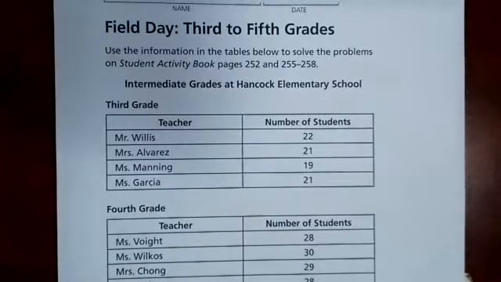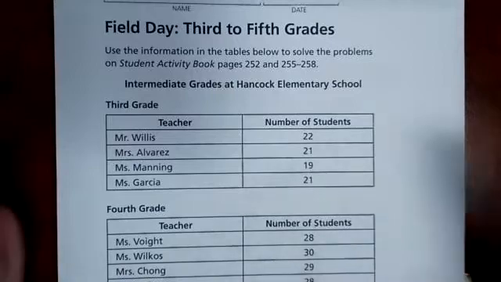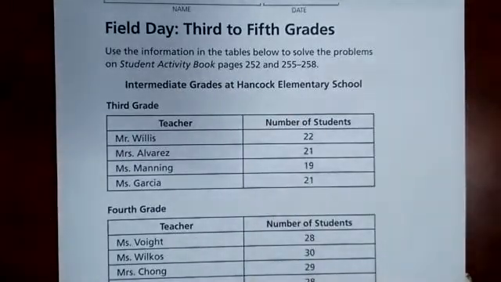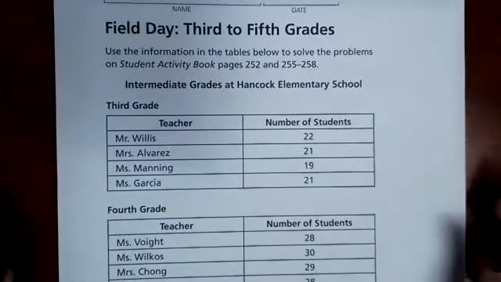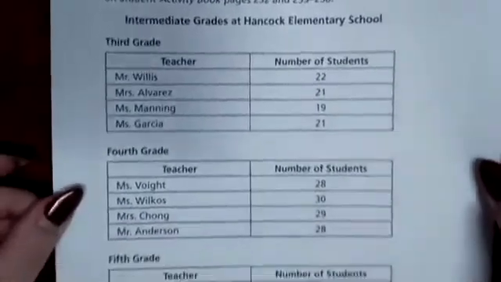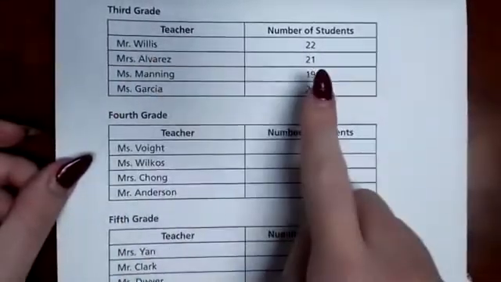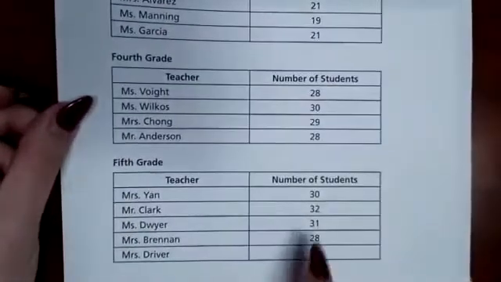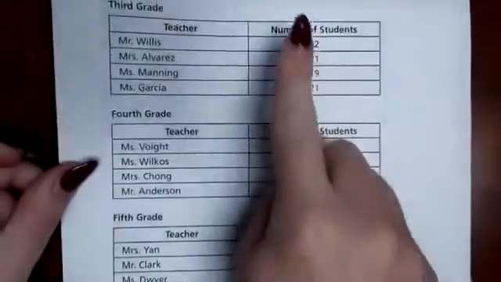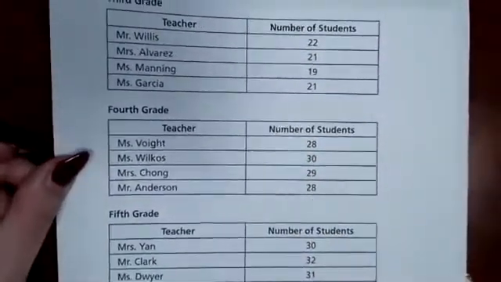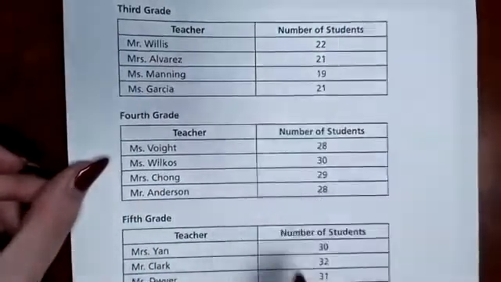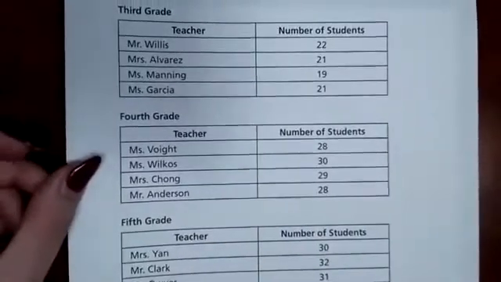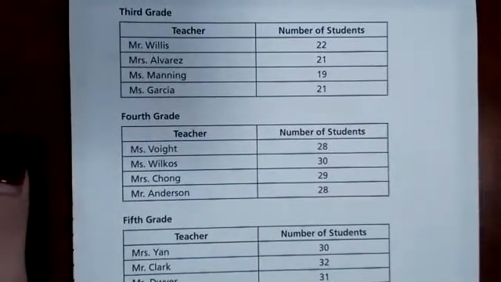All right, so what's happening on this page is they're telling us that at this school, Hancock Elementary, they are having field day. So field day includes 3rd to 5th graders. So they gave us all the information about how many students are in each 3rd grade class, each 4th grade class, and each 5th grade class. All right, so you are going to need to know all of these numbers. You don't have to memorize them, but make sure that you are using this page so that you can find the correct number of students for each grade and for each class, because we will need those as we solve these problems. All right, so I'm going to keep that right off to the side here.